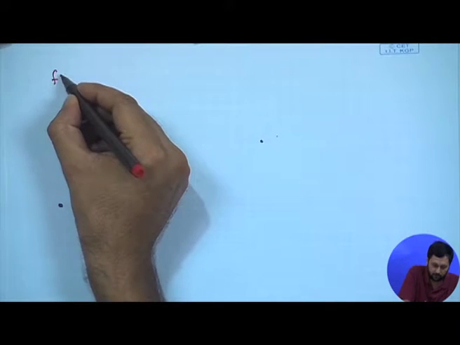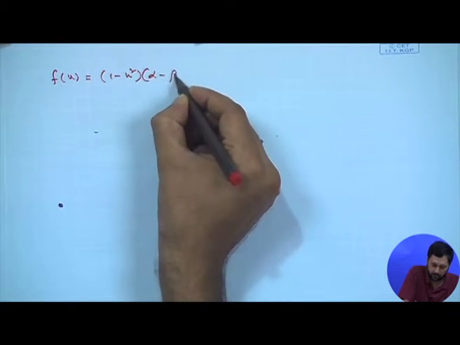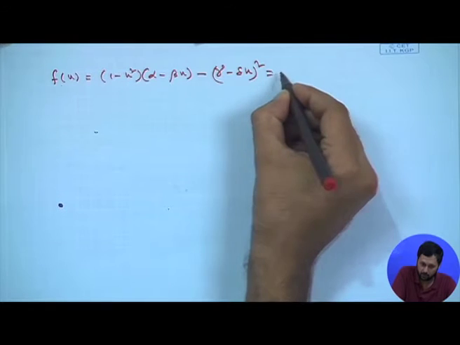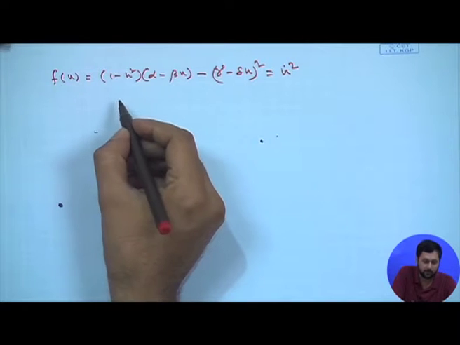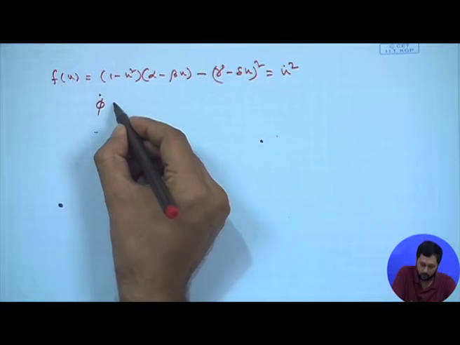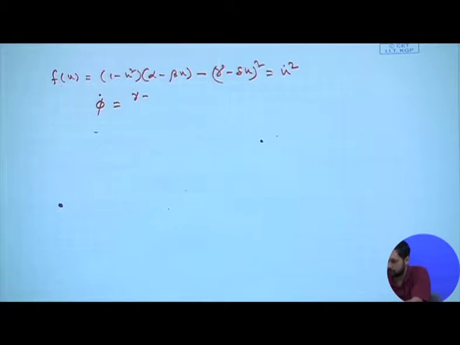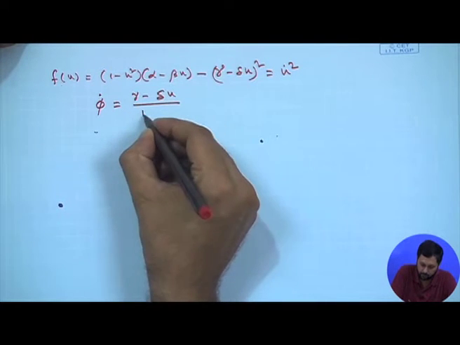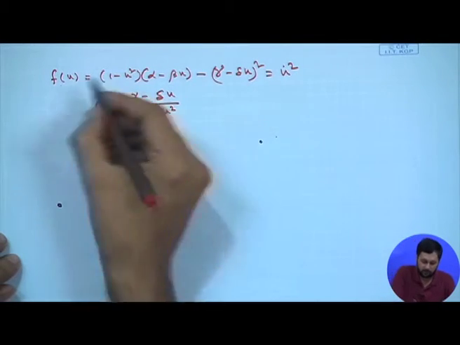So, one condition is f(u), which is equal to (1 minus u square) alpha minus (beta u minus gamma) whole square, equal to u dot square. So, this is one relation we have. The second relation is phi dot is equal to (gamma minus delta u) divided by (1 minus u square). So, this is the second relation.